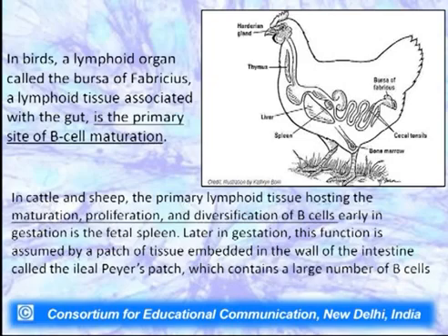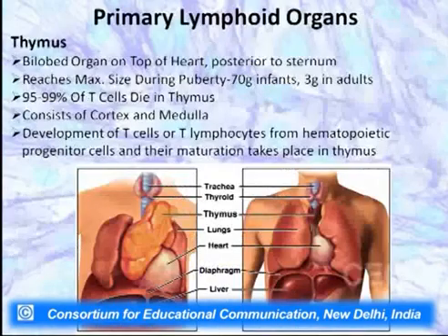However, later in gestation, this function is assumed by a patch of tissue embedded in the wall of the intestine, called the ileal Peyer's patch, which is almost analogous to the bursa of Fabricius in the bird, but it is a different tissue present in the intestinal wall. We call it ileal Peyer's patches in cattle and sheep, and it contains a large number of B cells. This is the main site of production and B cell maturation in cattle and sheep.